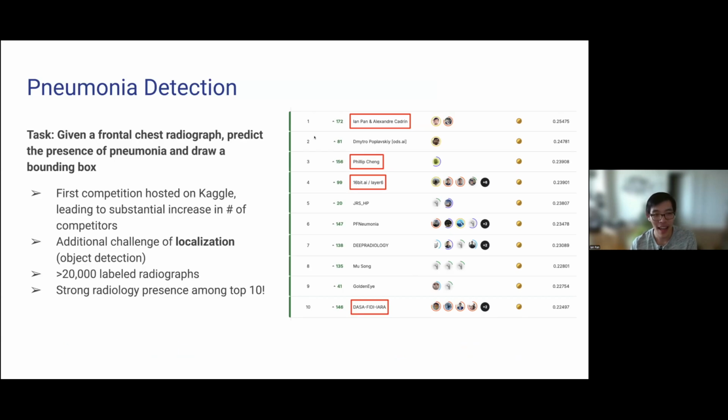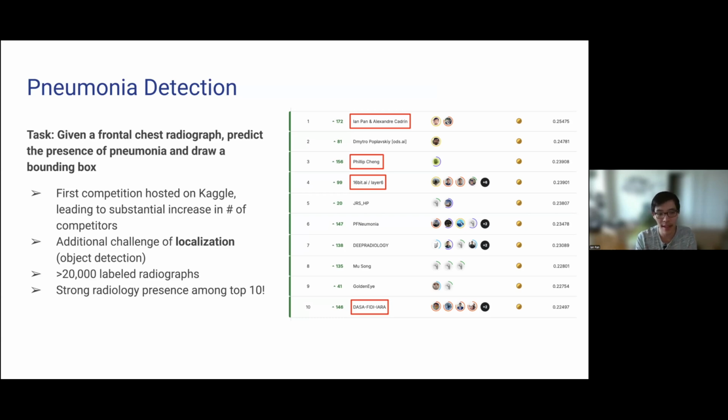So we'll move on to the next challenge, which was pneumonia detection. Here the task was, you have frontal chest radiographs, predict the presence of pneumonia and draw a bounding box. For the radiologists out there, you can't really diagnose pneumonia strictly off of a chest radiograph. It just looks like an airspace opacity, which could be many things. So essentially this was more of an opacity detection task than a pneumonia detection task, since we didn't have any clinical data. And this was the first competition hosted on Kaggle, with over 1,400 teams and even more participants.